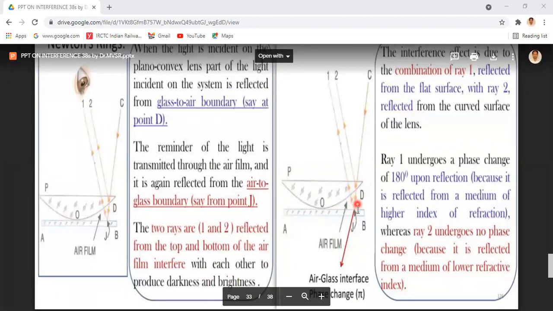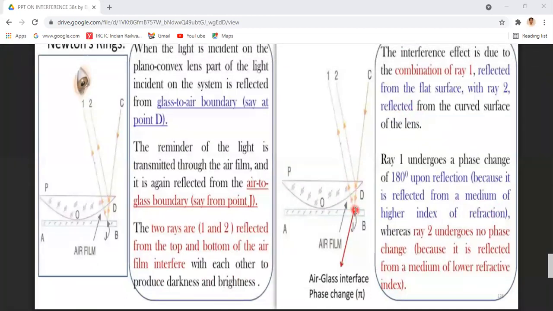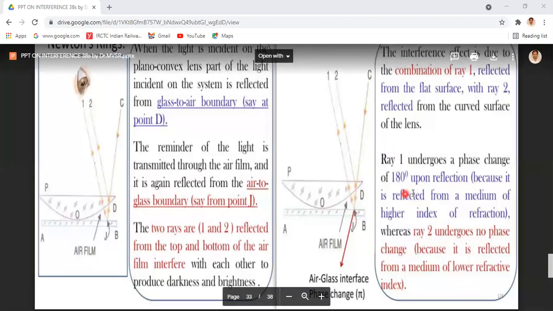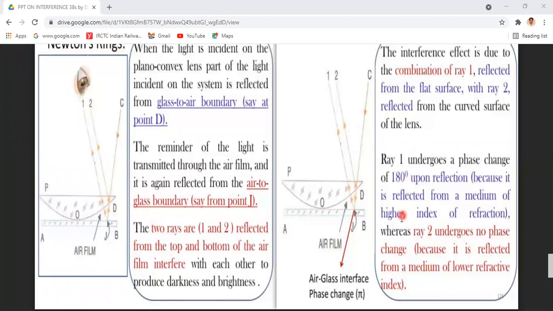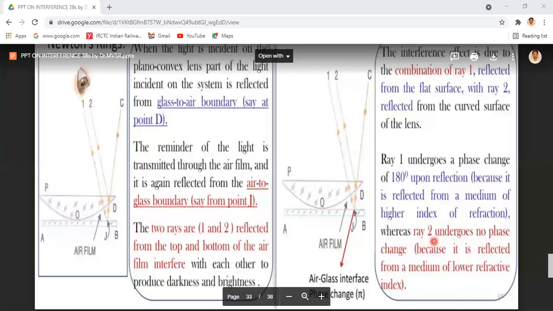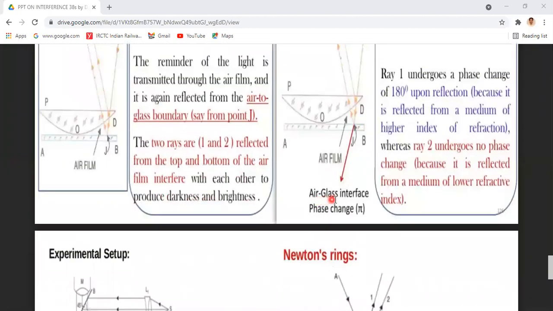From point J, it will be reflected at the air to glass boundary, and beyond this point J is a denser medium, which has a higher index of refraction. So ray one undergoes a phase change of pi, or 180 degrees, or a path difference of lambda by 2, whereas ray two undergoes no phase change because it is reflected from a medium of lower refractive index, the glass to air interface.